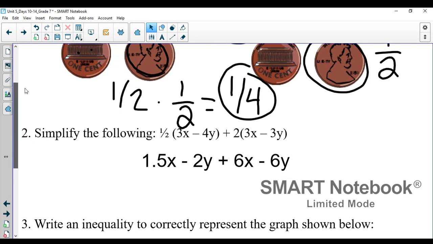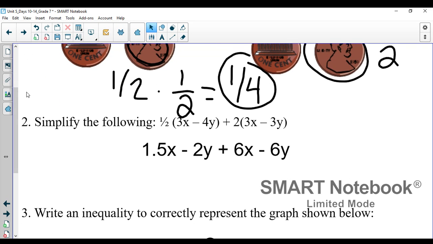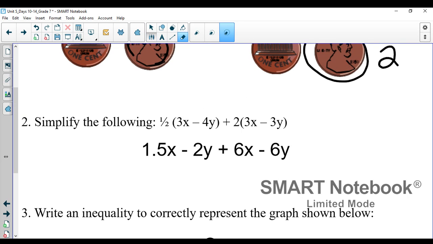Number two, this is what we worked on last week. When you simplify the following, the first step to simplifying is to distribute. So you do 1/2 times 3x and 1/2 times -4y. So on my calculator, I went ahead and used 0.5 instead of 1/2. I think it just makes it easier. So 1/2 times 3x is 1.5x. 1/2 times -4y is -2y.